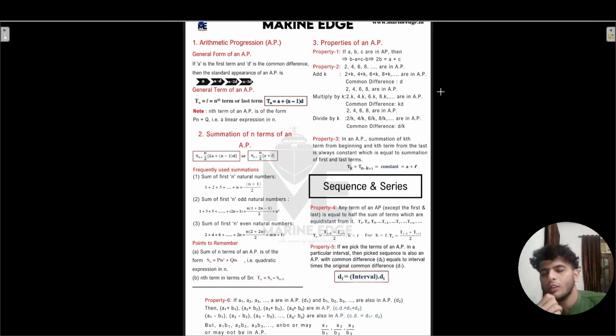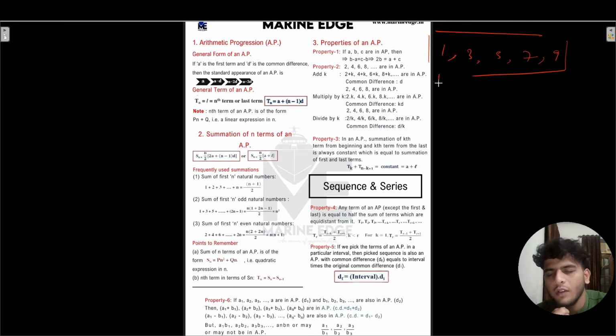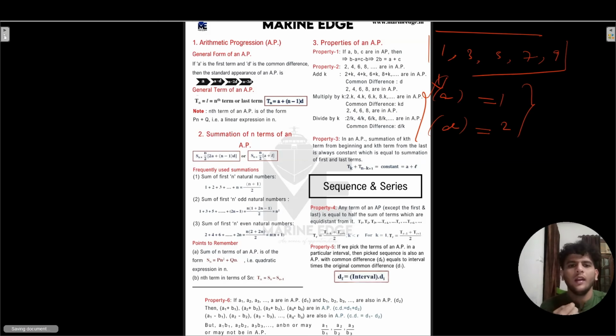I think everybody knows about sequences as well as series. So the first topic will be AP and GP. So AP will be 1, 3, 5, 7, 9. So the first term will be what? The first term will be A equals 1. The common difference, that is, the successive terms of this AP, are increasing by 2.